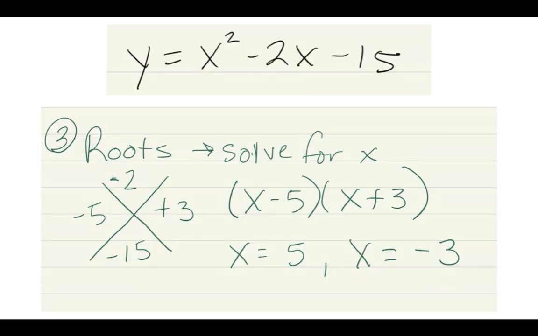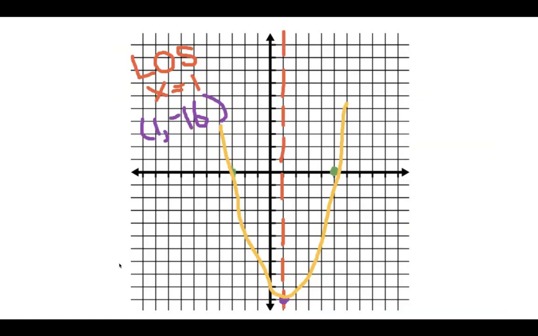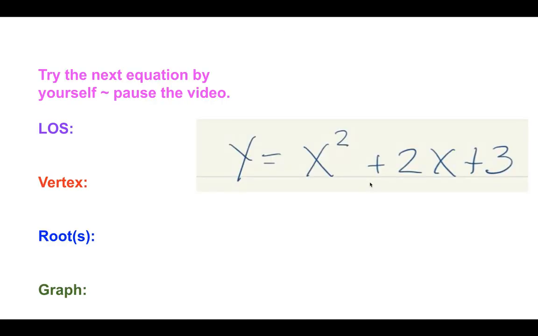Then I found my roots. When I solved, I ended up with x equals 5 and x equals -3. There again, equal distance from the line of symmetry. Try another one by yourself. Pause the video, find the line of symmetry, the vertex, the roots, and sketch a graph.